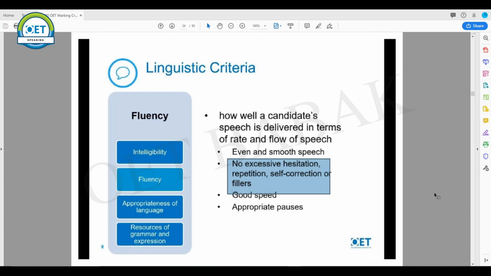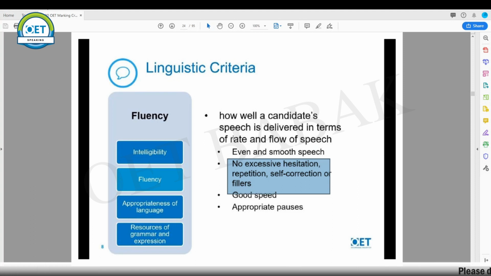Yes, correct. No excessive hesitation. You know, some people are naturally hesitant. I am one of those. I don't speak very fast. I tend to stop and think about what I'm going to say. This doesn't mean that I don't know the language. It means that I'm thinking for the right word, naturally.